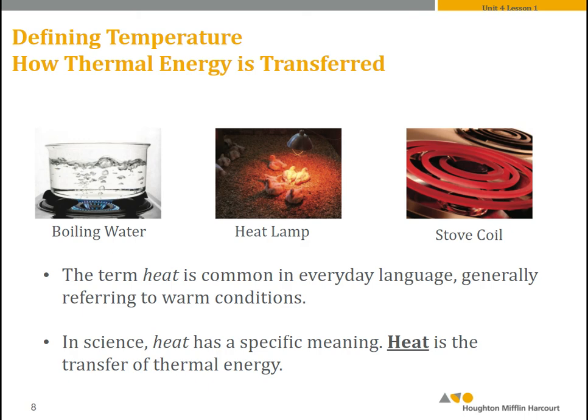And in the stove coil, the stove is heated by electricity, which generates resistance, the coils have resistance, and then the stove coil gets red hot. It transfers energy. In this case, it just transfers thermal energy to the air. But if you put anything on there, then it will transfer energy to that object as well.